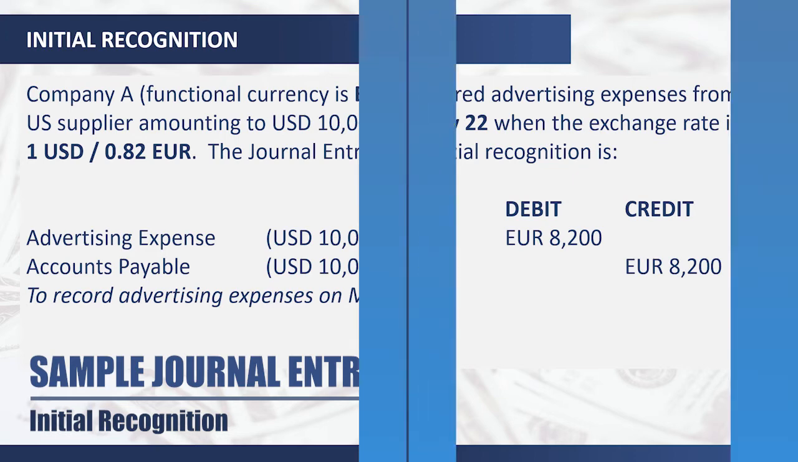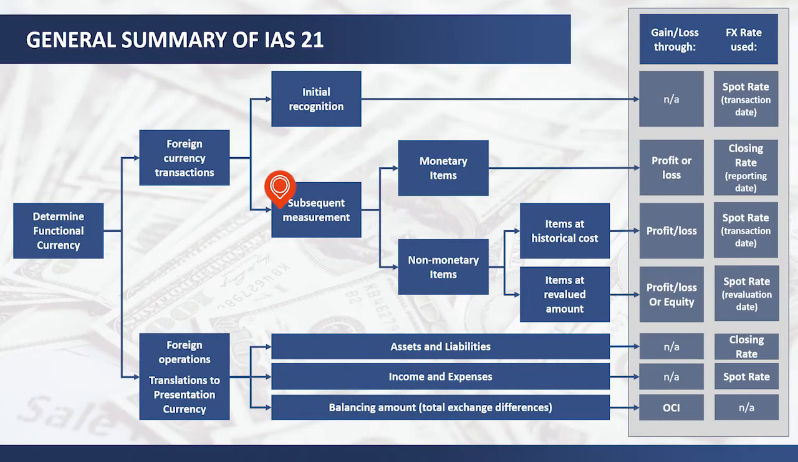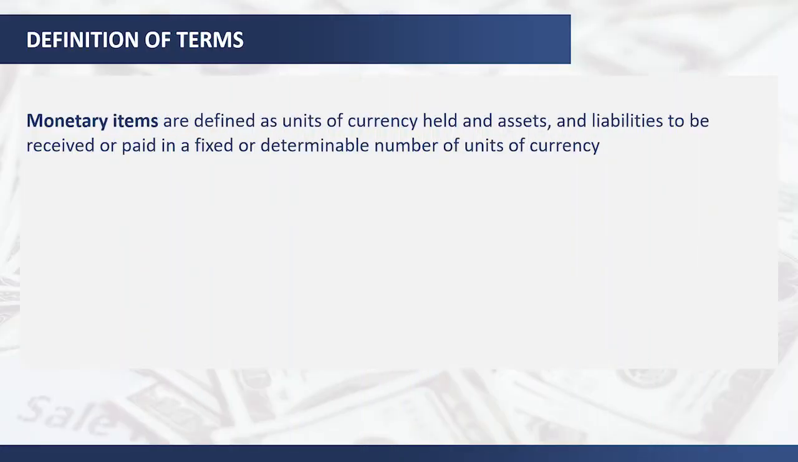As at year end, the treatment of the items will depend on whether the asset or liability recorded as a result of the foreign currency transaction is a monetary or a non-monetary item. Any income or expense items recorded during the initial recognition are generally unchanged and remain recorded at the spot rate in the income statement. Let us now define what are monetary and non-monetary items.